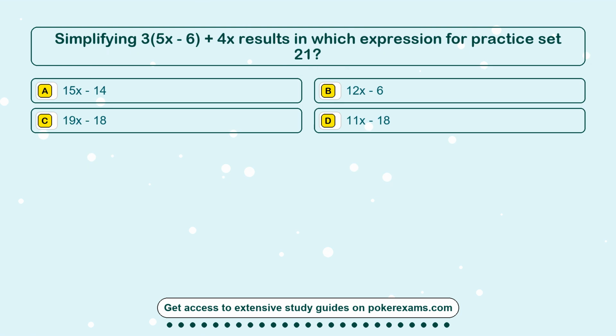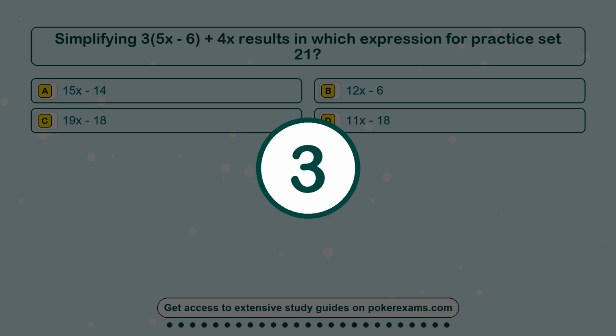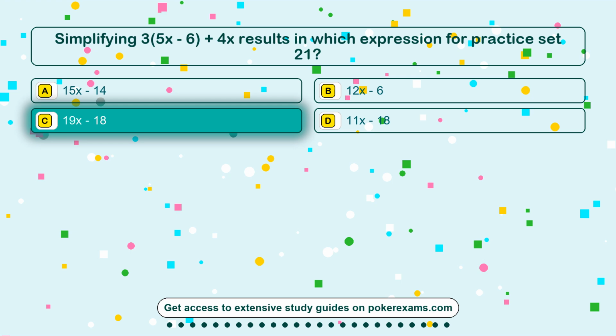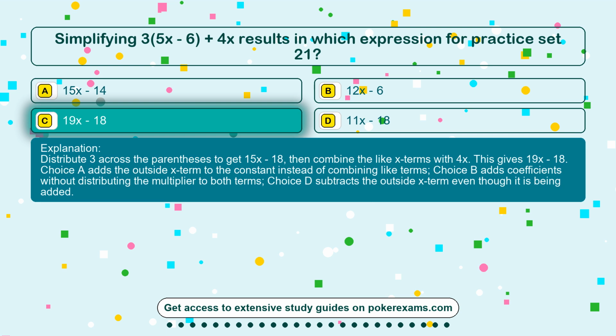Question 7. Simplifying 3(5x minus 6) plus 4x results in which expression for practice set 21? Option A 15x minus 14. Option B 12x minus 6. Option C 19x minus 18. Option D 11x minus 18. The correct answer is option C, 19x minus 18. Distribute 3 across the parentheses to get 15x minus 18, then combine the like x terms with 4x. This gives 19x minus 18.